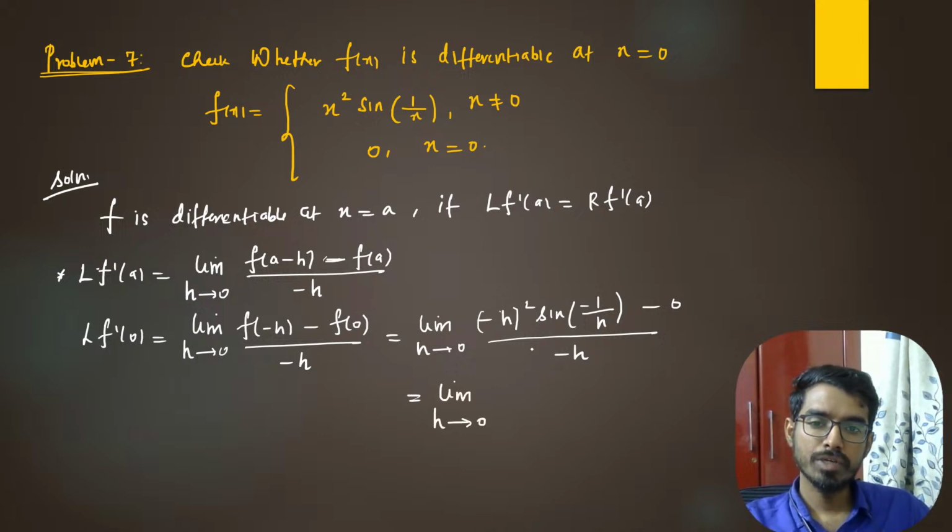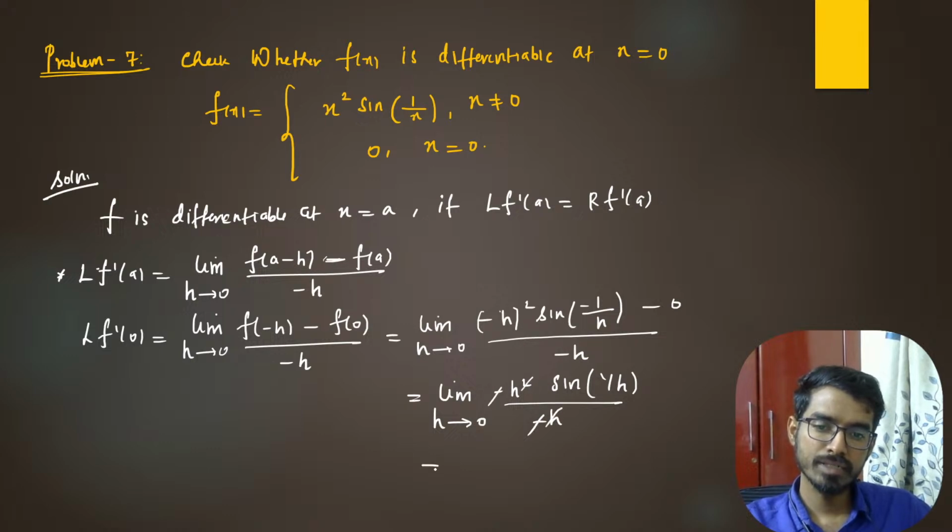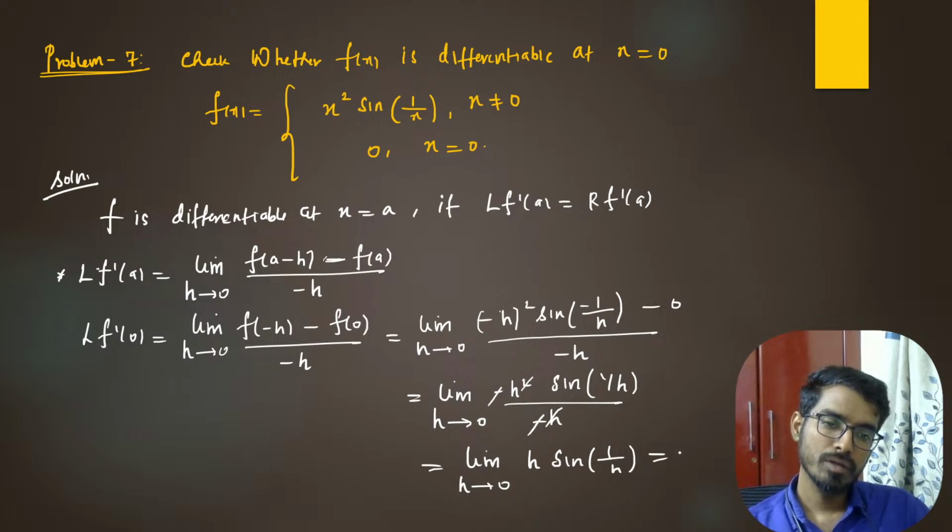Limit h tending to 0, h square, I'll take this minus outside, sine 1 by h divided by minus h. So minus minus will get cancelled, h will get cancelled. So this limit is limit h tending to 0, h into sine 1 by h. This is 0, right? Just now we have seen. So your left hand derivative at 0 is 0.